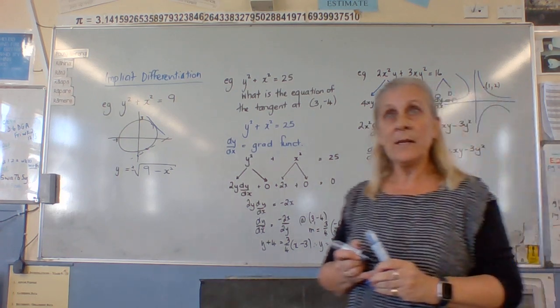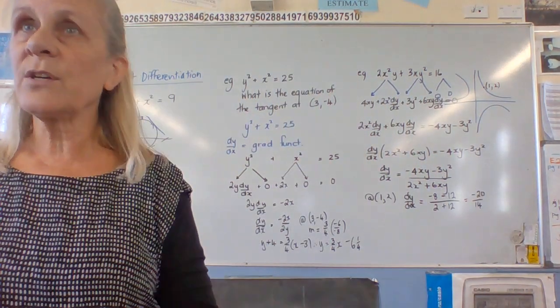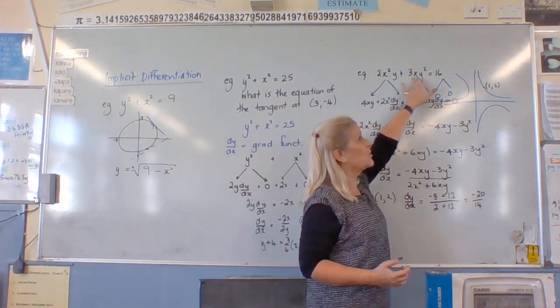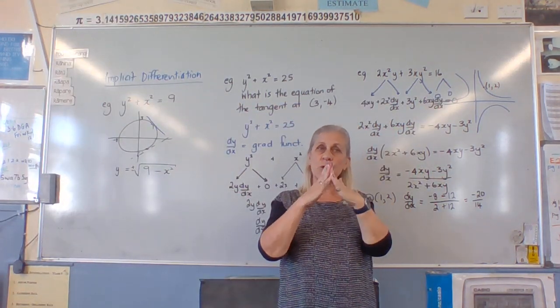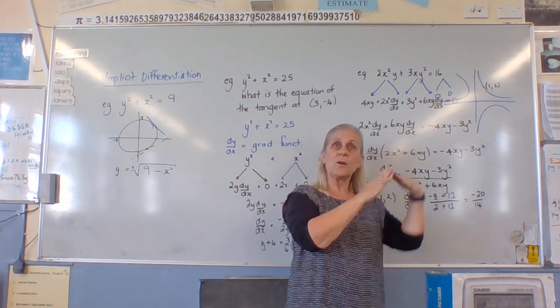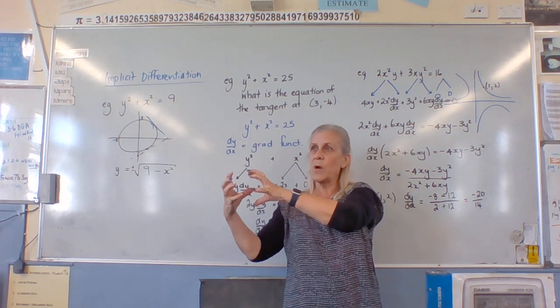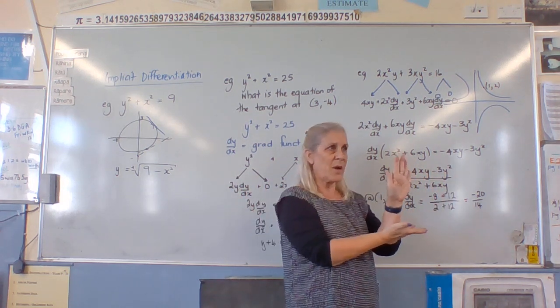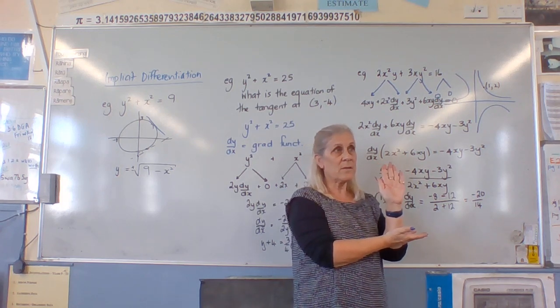Are we happy? Do we see how it works? Everything when we have x's and y's in the original equation, every term, x, y, x, y. Collect all the dy by dx's, chuck everything else on the other side, and then divide by that common factor bracket. Okay?